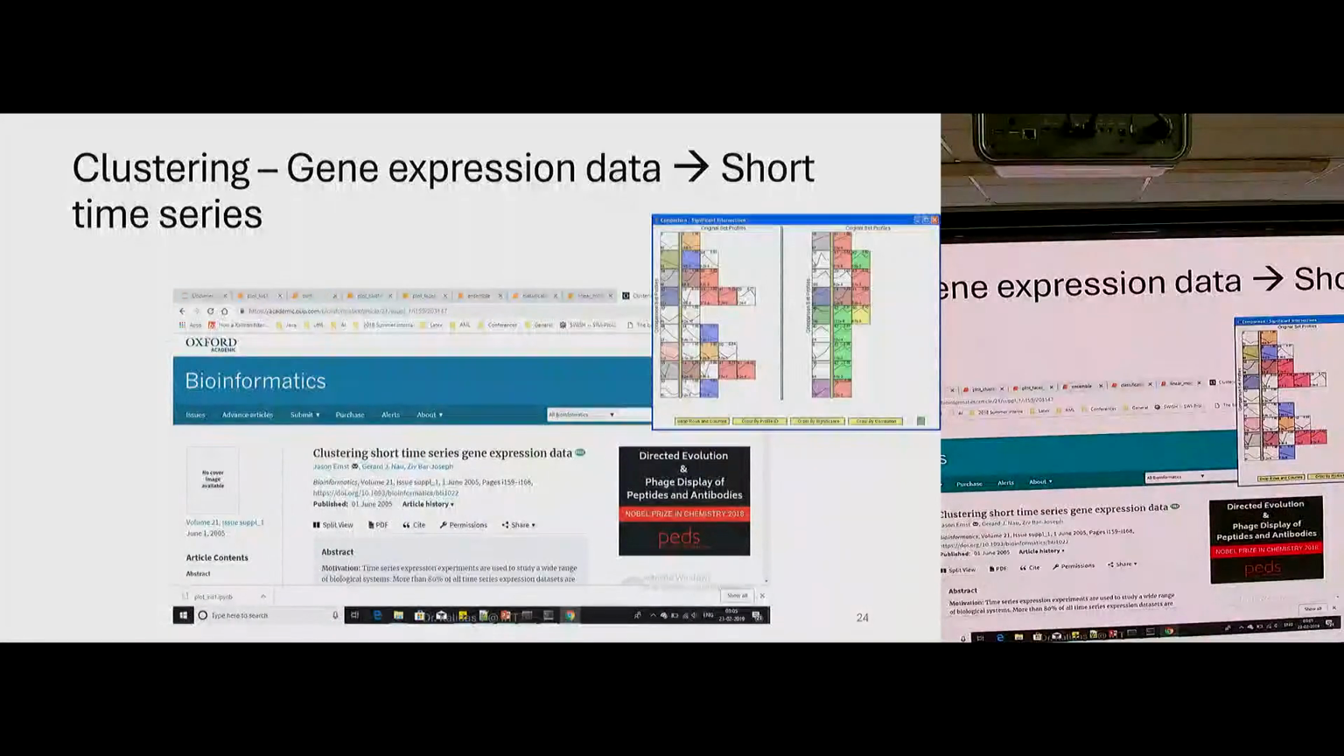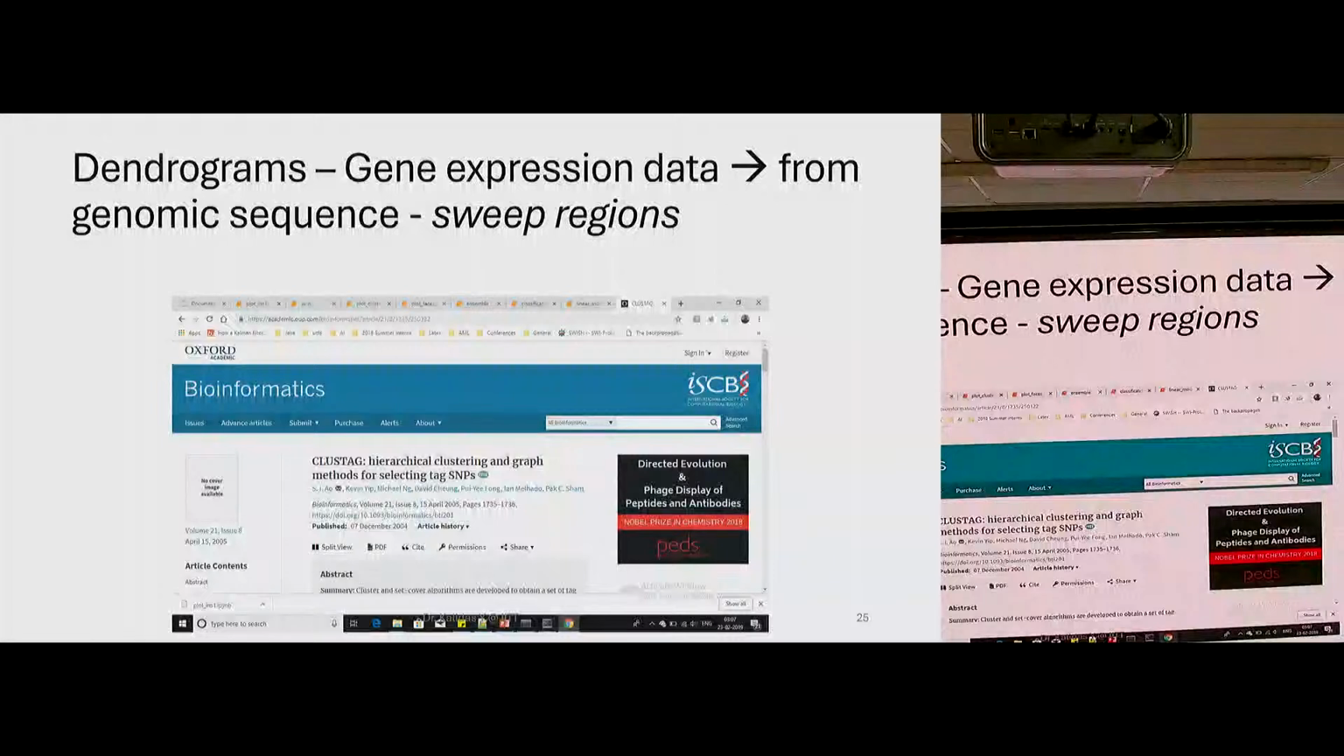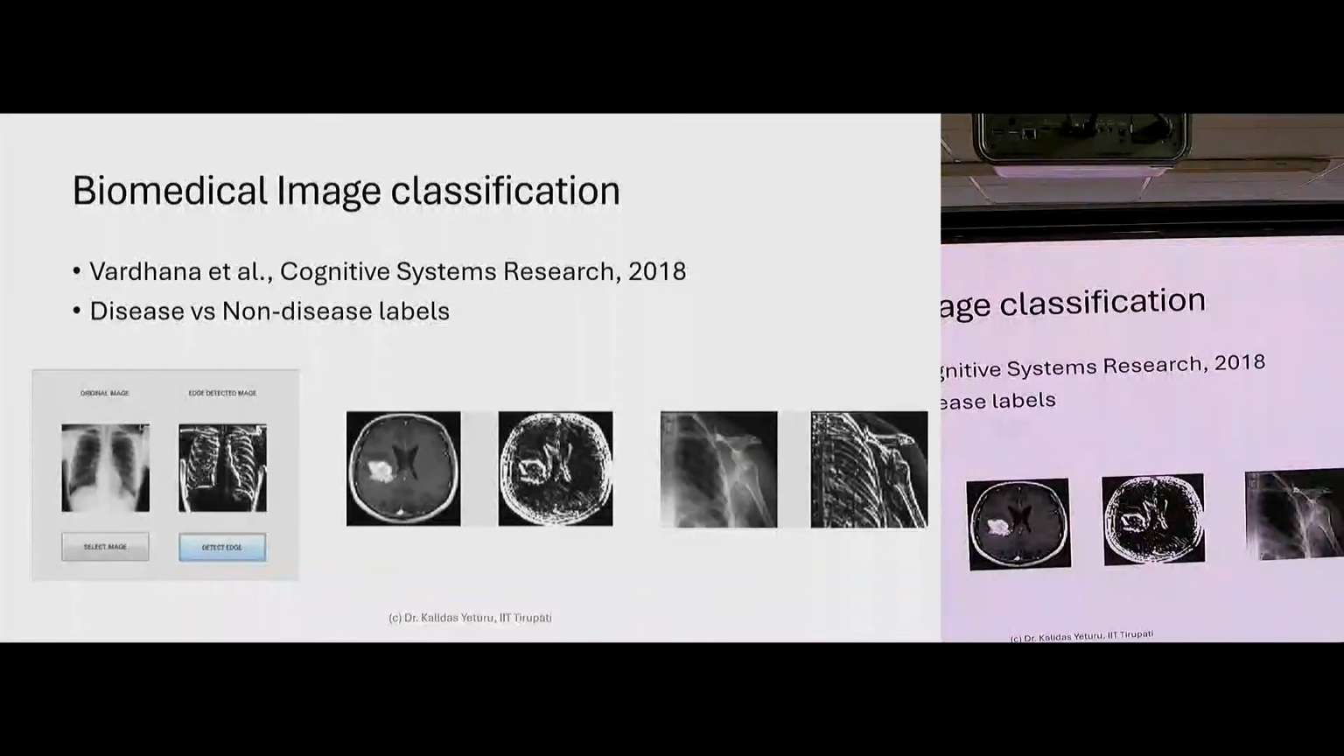So these were the type of methods before the transformers changed the whole scenario. For example, this is also another example of clustering gene expression where you have short time series of data. You don't have only one snapshot, you have possibly 8 snapshots of the expression data. Can I cluster the time series of data? Can I construct a dendrogram from the gene sequences and determine the sweep regions, the regions where mutations happen?